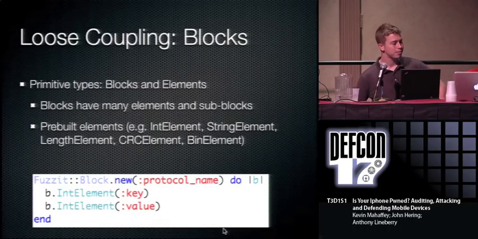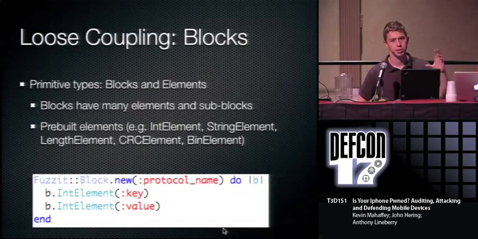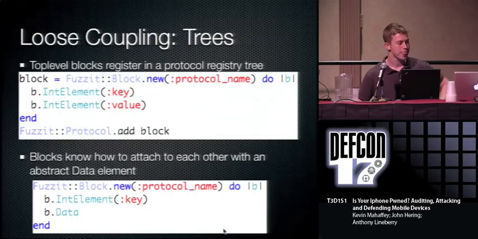So the way this fuzzer is built, if you're familiar with fuzzers, there's a block and there are elements inside of the block. And so basically you just describe protocols like this. Let's imagine you have a type-length-value protocol. You would say, hey, the type's an integer, the length is a length, which is also an integer, over this binary value. You describe that, and all of your test cases are just generated for you.